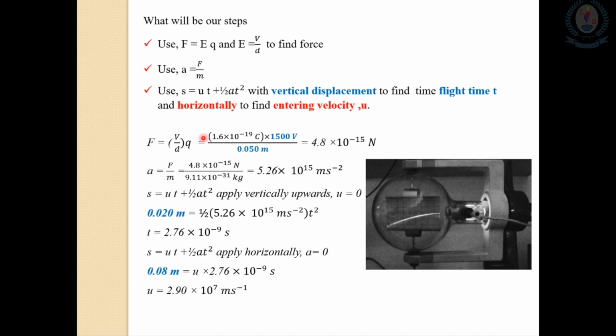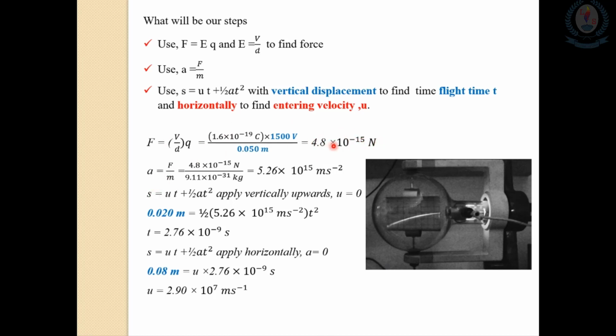Okay, let's work. First, we have to find the force. To find the force, that is EQ, where E is V over d. The V value is given as 1500 volt, but it is given as 1.5 kV, so we have to convert it to volts by multiplying by 1000. The separation is given in centimeters, so we substitute it in meters and multiply by the charge. So we get the force as 4.8 × 10^-15 newton.